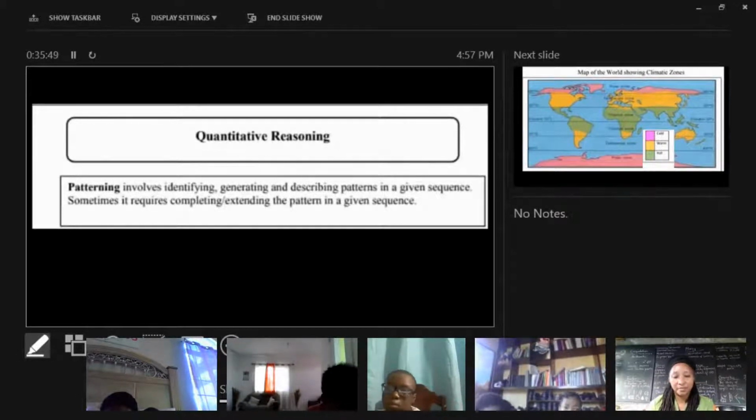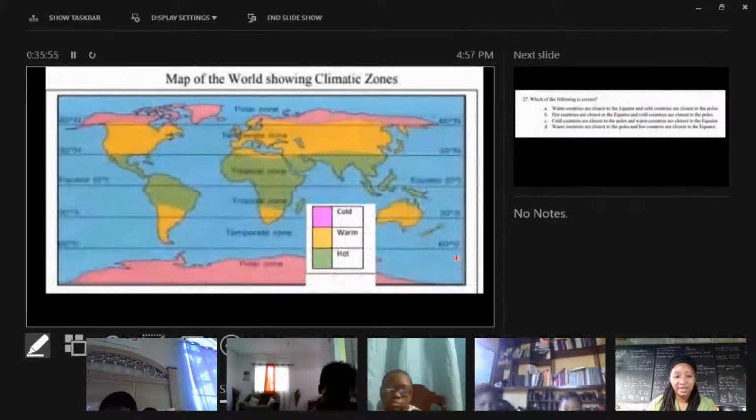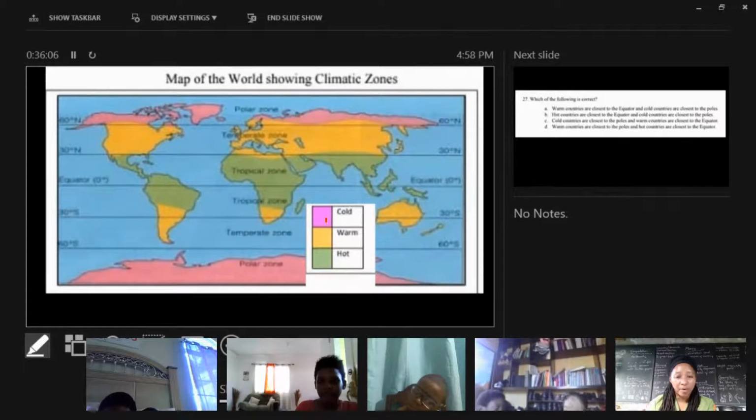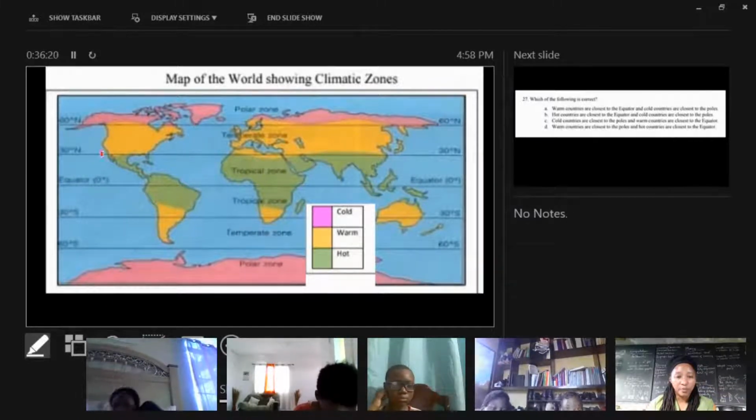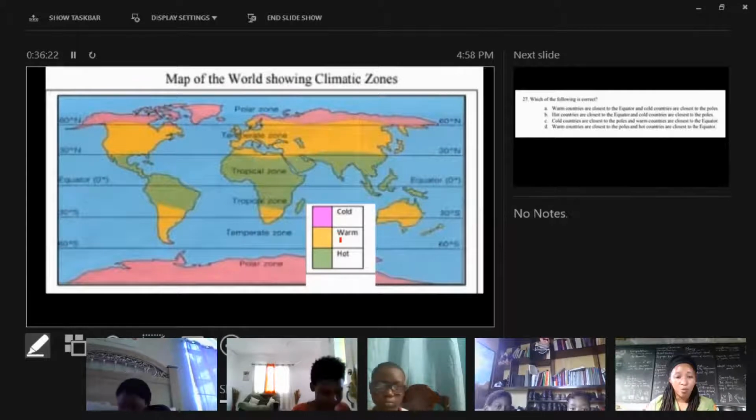All right. So we're familiar with this. We saw this map in the last lesson. The purple or dark pink areas mean cold, yellow means warm, and green means hot. So look at those areas. Cold would be these areas, warm would be the yellow, and green would be the hot.